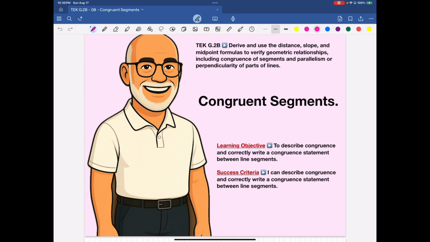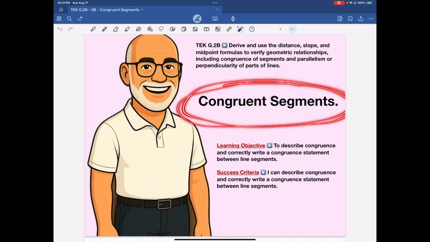Derive and use the distance, slope, and midpoint formulas to verify geometric relationships, including congruence of segments and parallelism or perpendicularity of parts of lines. Today's video is on congruent segments.